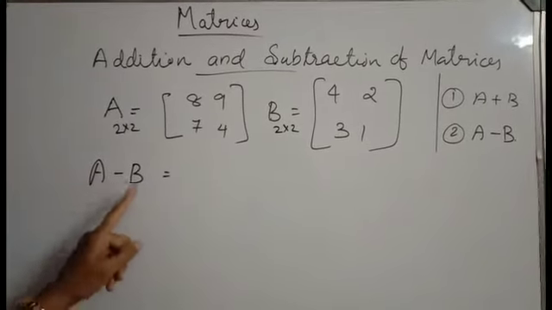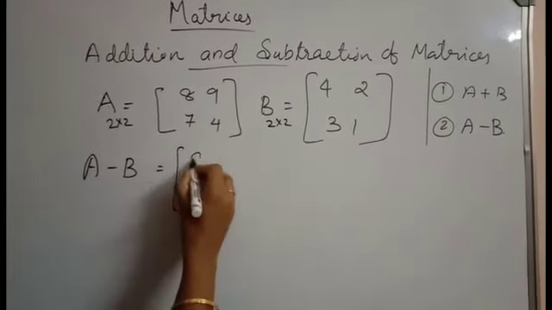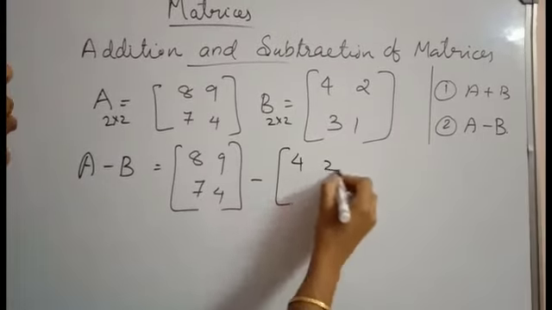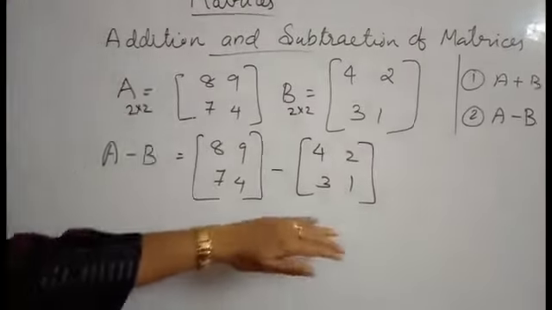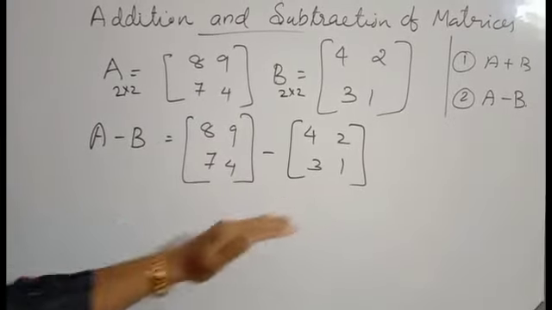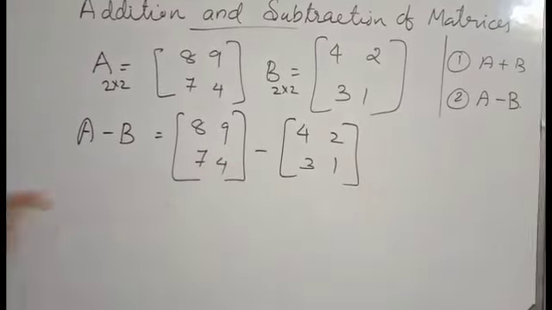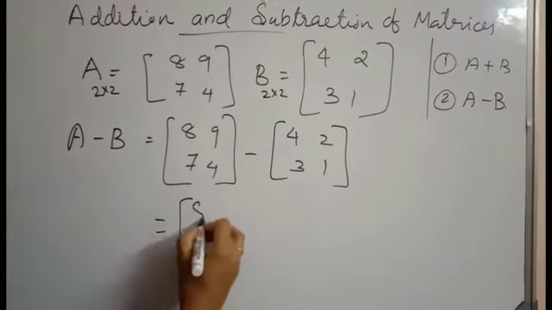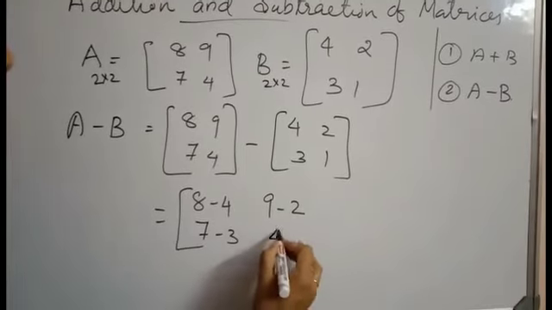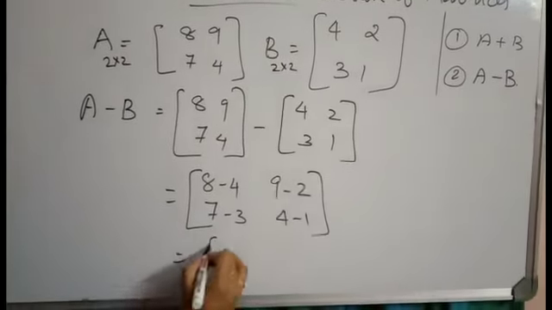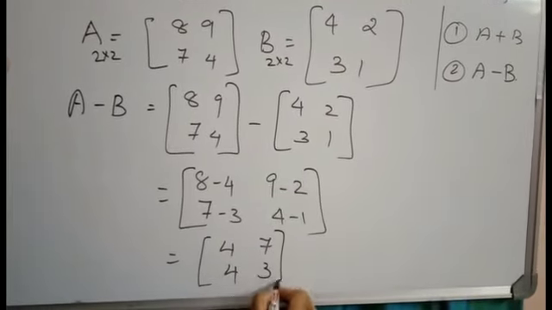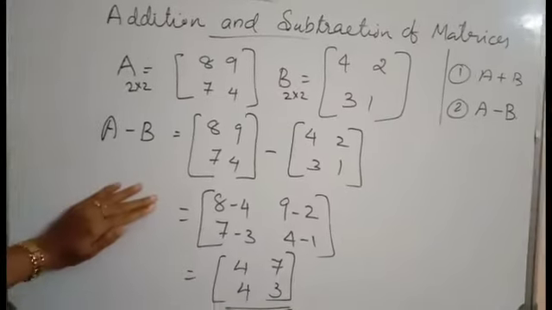Now let's find A minus B. So write the matrix A here: 8, 9, 7, 4 minus 4, 2, 3, 1. The subtraction of matrices is possible only when both matrices have the same order. Now you have to subtract the corresponding elements. So what will we get? We'll get 8 minus 4, 9 minus 2, 7 minus 3, 4 minus 1. So this will be 4, 7, 4, 3. This is your answer. This is how the subtraction can be done.